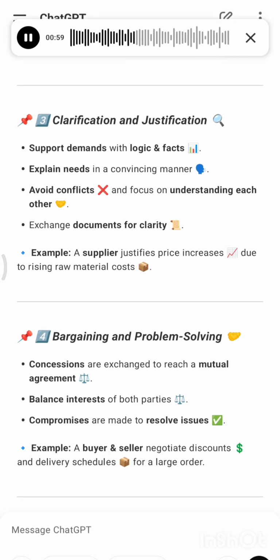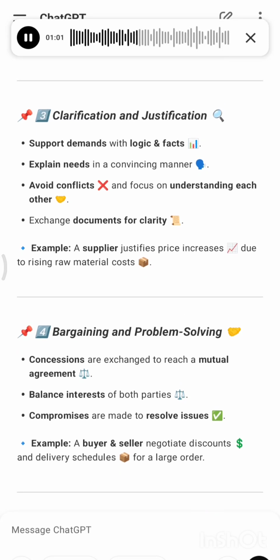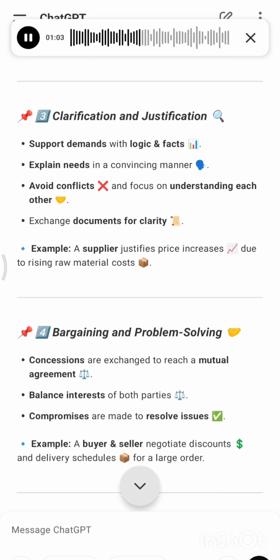3. Clarification and justification. Support demands with logic and facts. Explain needs in a convincing manner. Avoid conflicts and focus on understanding each other. Exchange documents for clarity. Example: a supplier justifies price increases due to rising raw material costs.